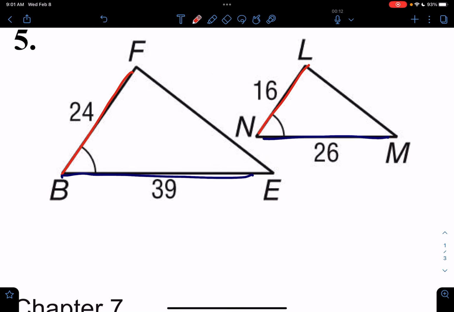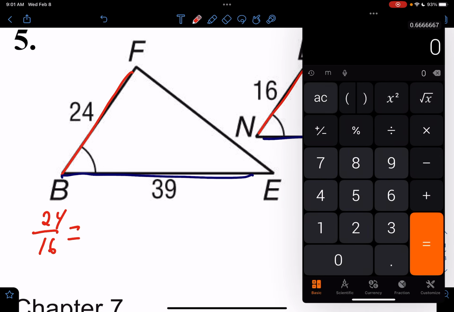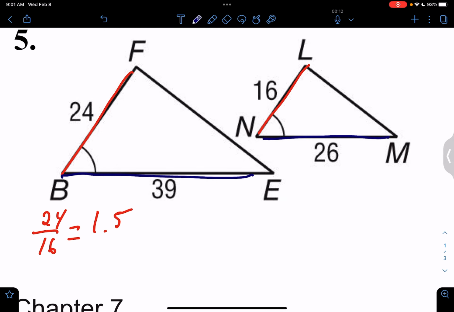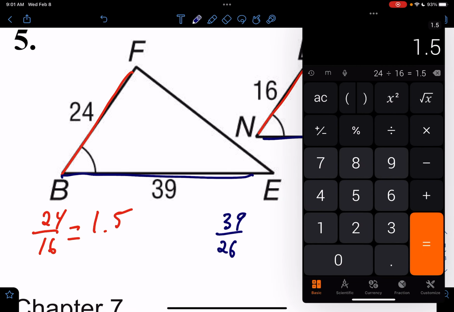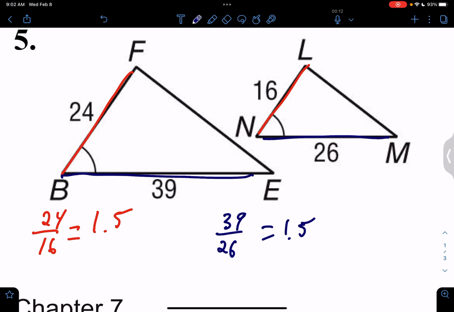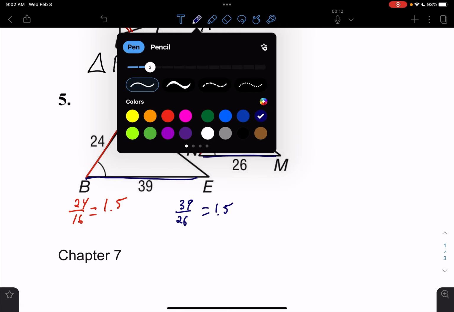So we're going to say 24 is to 16, and we go to the calculator and we check. 24 divided by 16 is 1.5, and then we go to blue and we say 39 is to 26, and we go to the calculator again. 39 divided by 26, 1.5, and checks out fine. So these two triangles are similar by SAS.